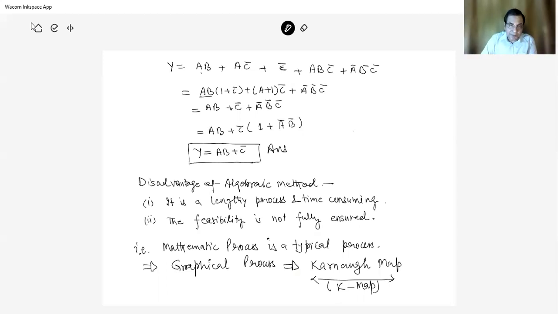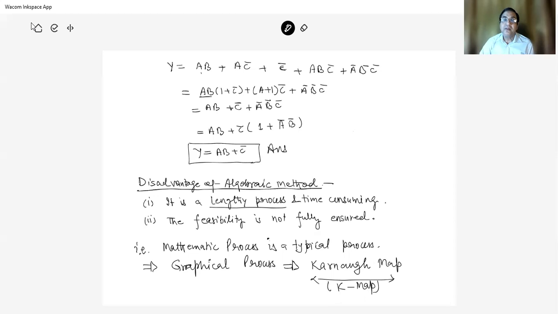But what is the disadvantage? The disadvantages of the algebraic method are, number 1, it is lengthy. It is a lengthy process and time consuming. The process is taking time. And the second and important disadvantage is the feasibility is not fully ensured because of some Boolean sequence. Whenever we are operating and there is some intersection and common, there may be generation of errors, and it will change the output value to some extent.